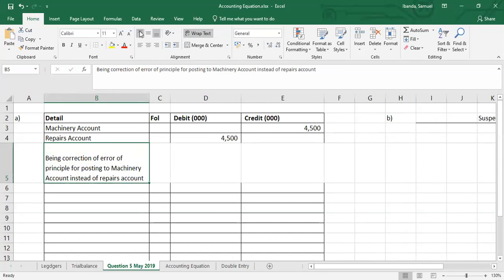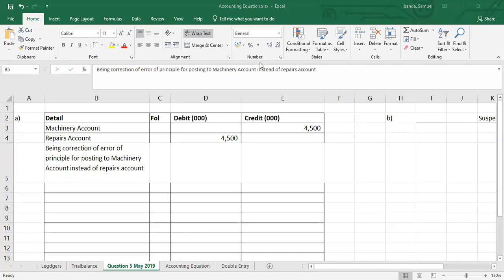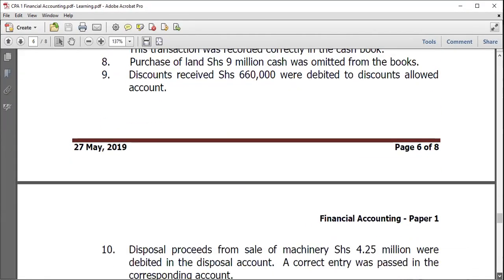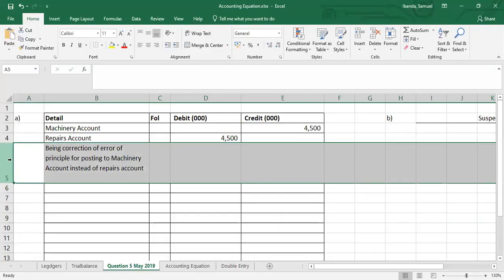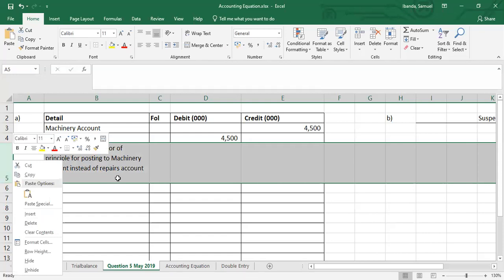Sometimes we have what we call narrations when we are doing correction of errors, but in most cases, sometimes in the question they'll say ignore narrations. Did this one say ignore narrations? I think you can see they said ignore narrations, so we don't write the narrations. But in case they were silent, you can go ahead to include them there. You get it? Narration is just English, nothing very much. So that's how the narration would be.